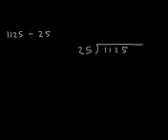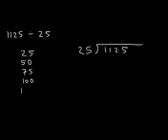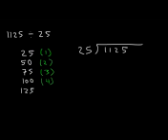How many times does 25 go into 112? Well, let's make a list. 25 plus 25 is 50. If we add another 25, it's 75, and then 100, and then 125. So 25 times 2 is 50. 25 times 3 is 75. Times 4, it's 100. And 25 times 5 is 125.